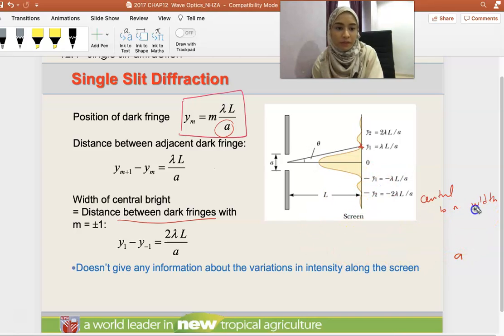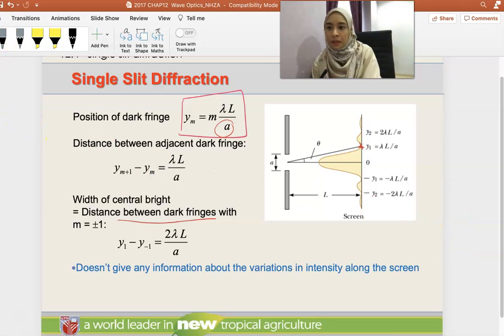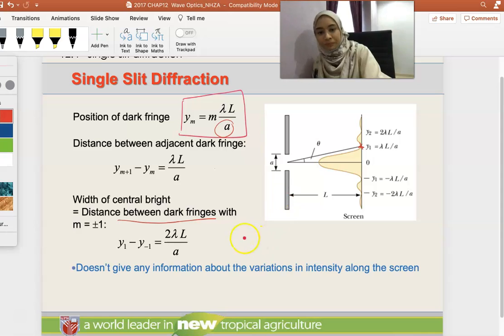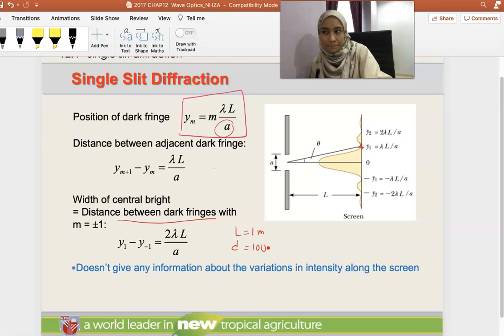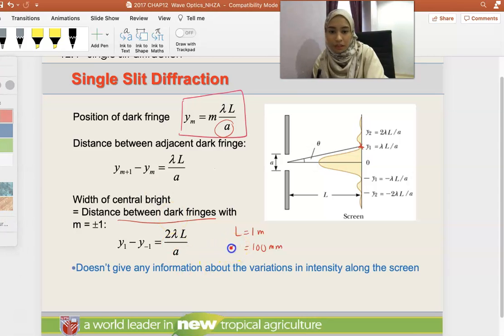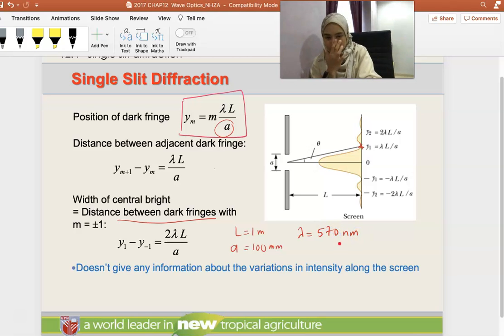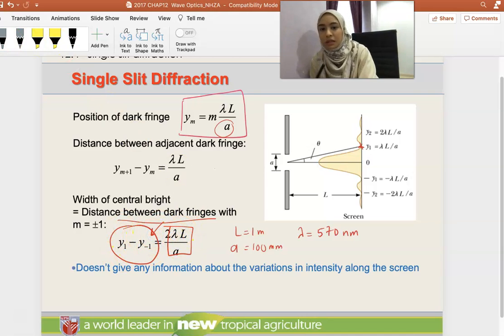So if you are still not convinced, let's use the equation. Let's say I have L equal to 1. Let's make this easy. A is equal to 100 millimeter. A is supposed to be A, it's not D. And lambda is 570 nanometer, and I want to know what my central band width is. We know that the central band width can be found by finding out this. Okay, let's do that. It's fine.